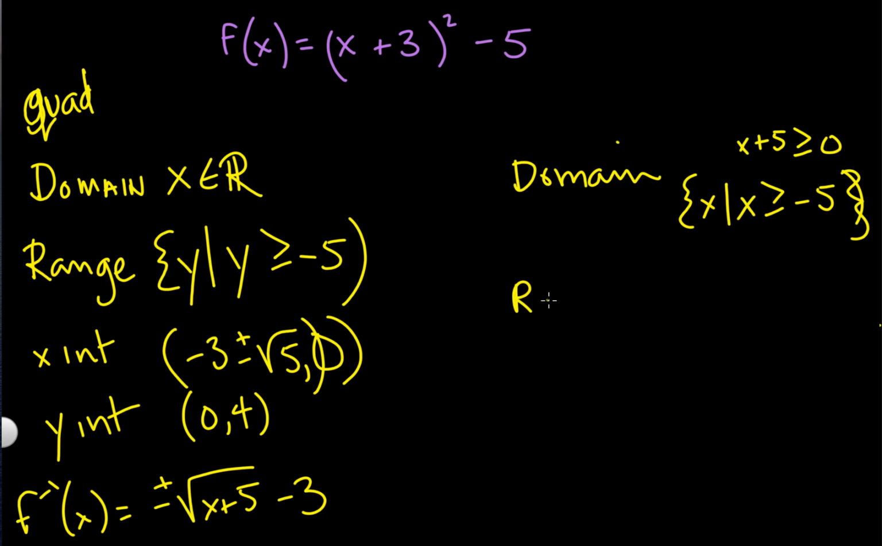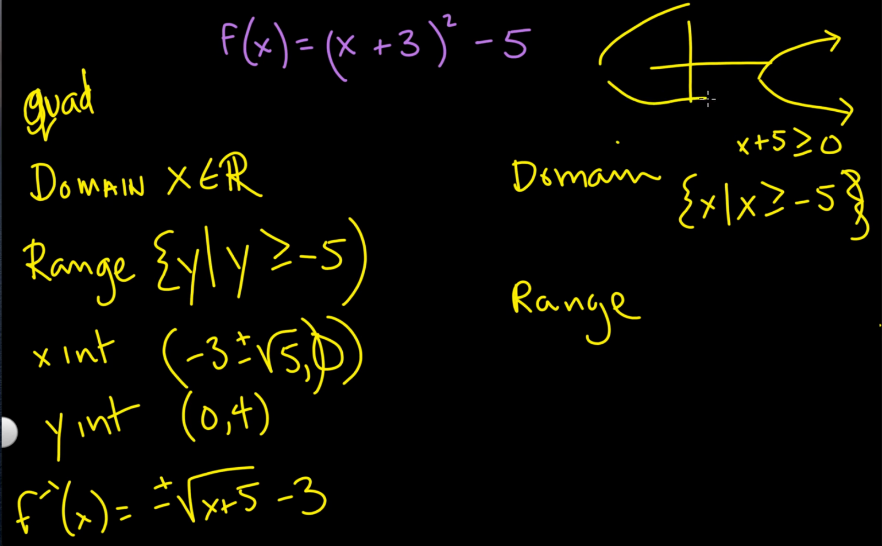My range. So if we think about this, we've got plus or minus, to the right 5, down 3. So we're going to have a sideways parabola basically. And as far out as we go, we're going to cover all of those. Oops, that's the wrong way, isn't it? It should be over here. Sorry about that. But all of the y's are going to be covered. So y is a member of all real numbers.